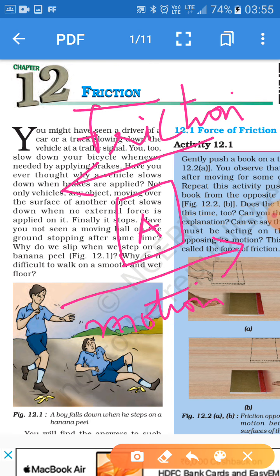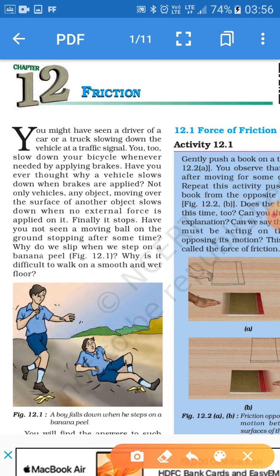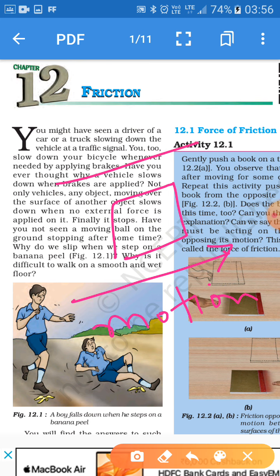Now let's study this with the help of some examples given in your NCERT. You might have seen a driver of a car or a truck slowing down the vehicle at a traffic signal. You too slow down your bicycle whenever needed by applying the brakes. Have you ever thought why a vehicle slows down? Why does the vehicle slow down after applying the brake? Because if the vehicle is moving in this direction, that is the motion, then on applying the brake, friction will always be opposite in direction.